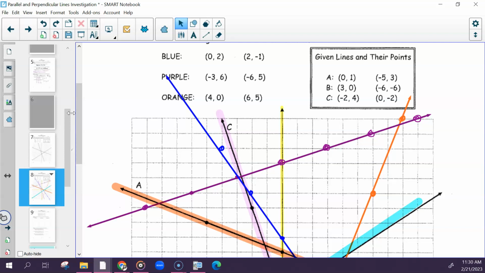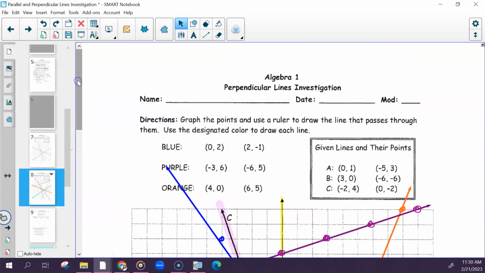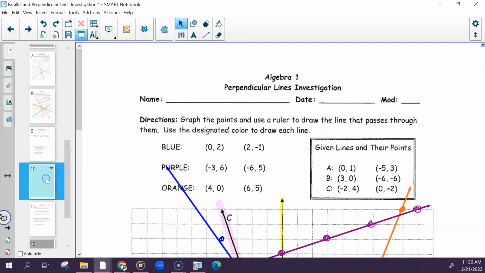On the next page, just like the parallel, you are going to find the equations of those 3 lines, the blue, the purple, and the orange. Whether you do that algebraically or look at the graph and count, your slope and y-intercept is up to you. I'm going to leave these points up here so that you can, if you're doing it algebraically, you can write them down. But I'm going to give you 5 to 6 minutes to do the 3 equations on the next page.